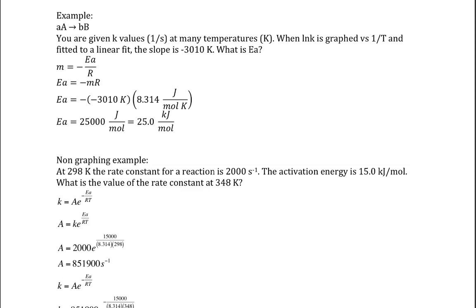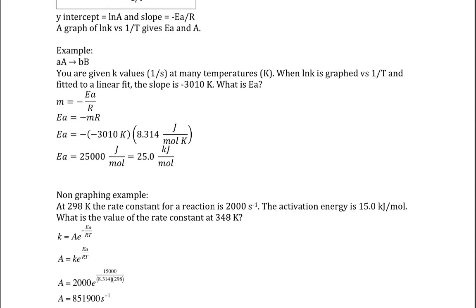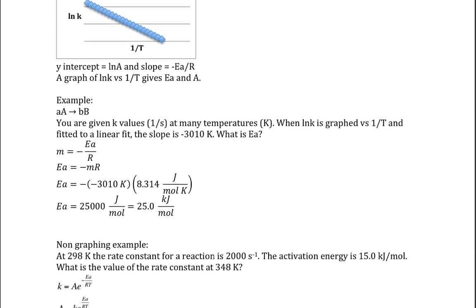Alrighty, well, we have learned up here that when ln of k versus 1/T is graphed, the slope is minus Ea over R. So Ea is minus slope times R. We have Ea equals minus a negative 3010 Kelvin times 8.314 joules per mole Kelvin. Kelvin cancels out and we get Ea is 25,000 joules per mole, or 25.0 kilojoules per mole.